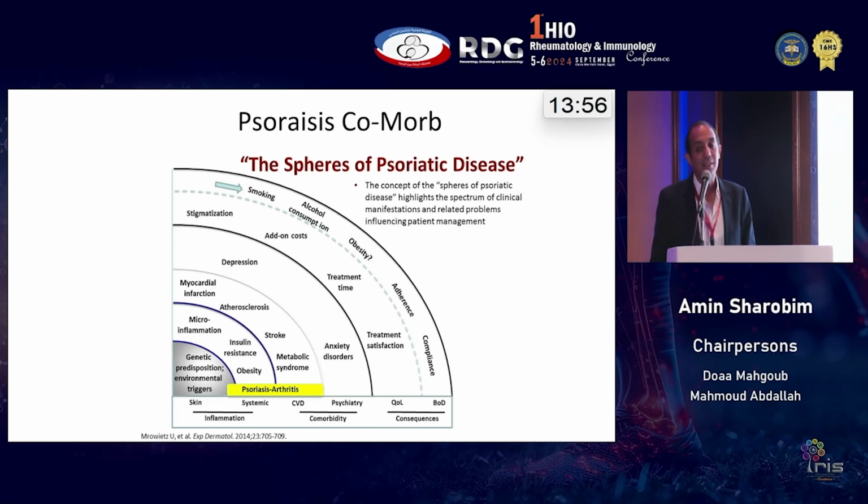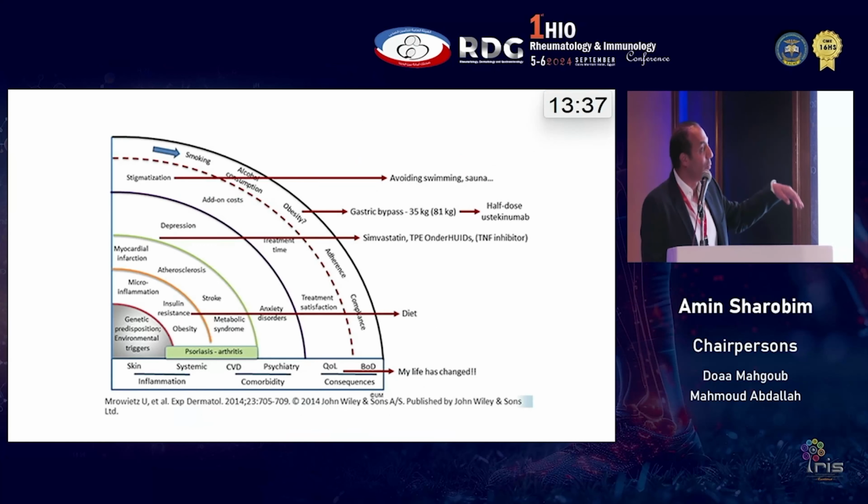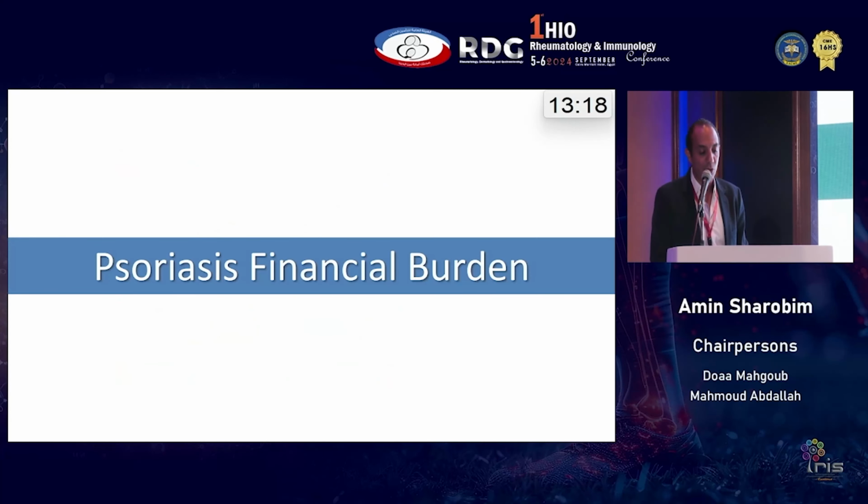So now you can see the psoriatic comorbidity, or the sphere of the psoriatic disease. It starts with the skin, then we have the systemic disease, then start the stigmatization and the quality of life impairment and the cumulative life impairment. And definitely with the right intervention at the right time, we can stop this sphere of disease, either with diet or with other drugs for the comorbidities, and of course we can stop this psoriatic march.